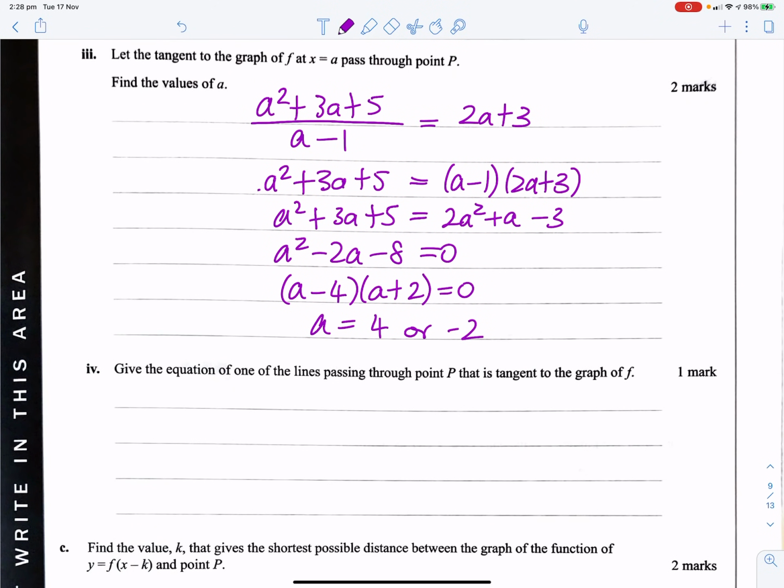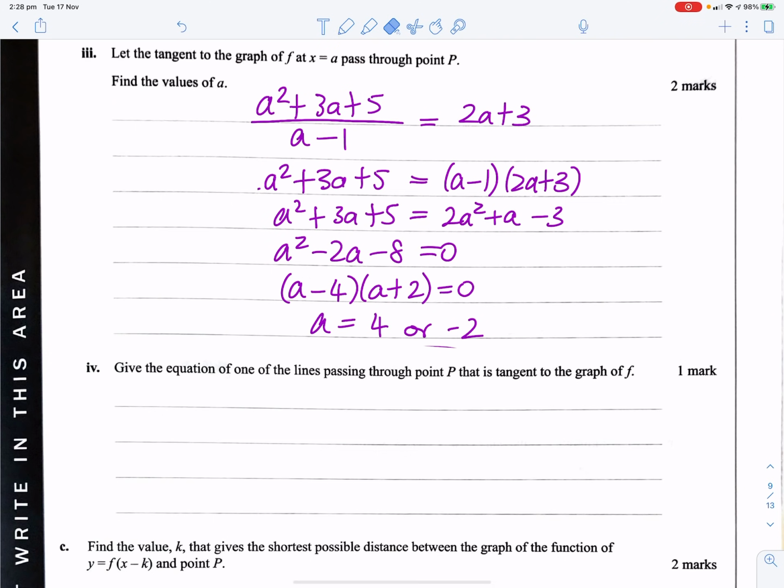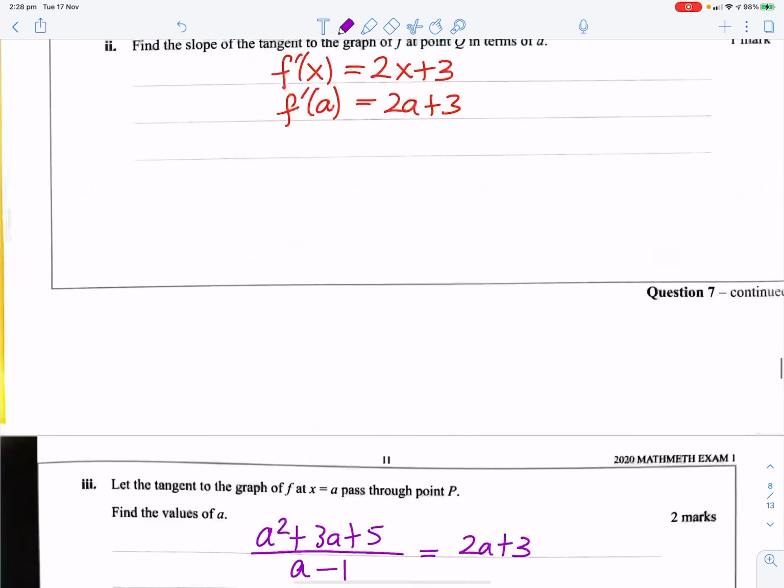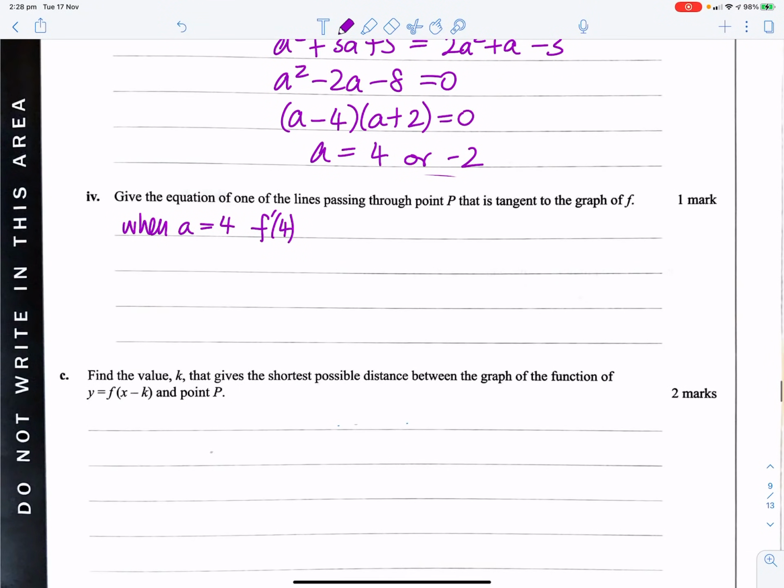Find the equation of the lines passing through the point P that are tangent to the graph of f. Well, we just worked out those points. When a equals 4, f dash of 4 is 2 times 4 plus 3, which is 11. When a equals negative 2, f dash of negative 2 is 2 times negative 2 plus 3, which is negative 1.